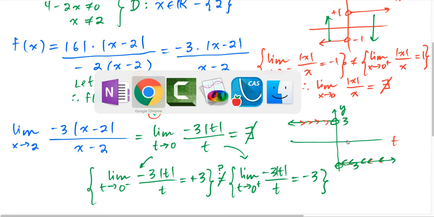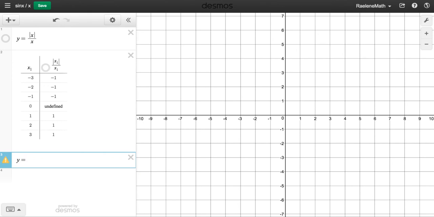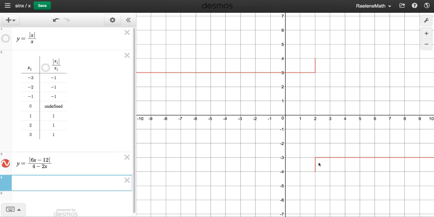And so we can just plug that final function into Desmos to see what happens in one step. We had y equals the absolute value of 6x minus 12, all divided by 4 minus 2x. And this grapher seems to have a little bit of trouble graphing it. There's a vertical line here because it's really doing a table of values calculation. But we can see on the graph of the x-axis at least, as x approaches 2 from the left, y is approaching a height of positive 3, and as x approaches the line x equal to 2 from the right, y is approaching a height of negative 3.